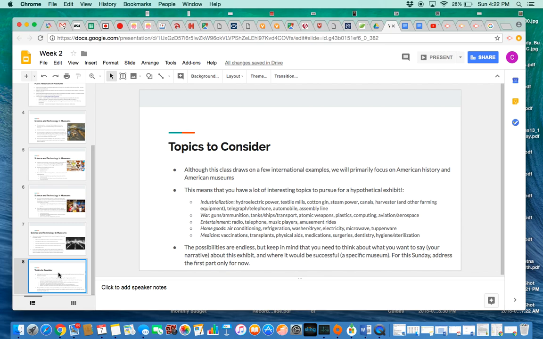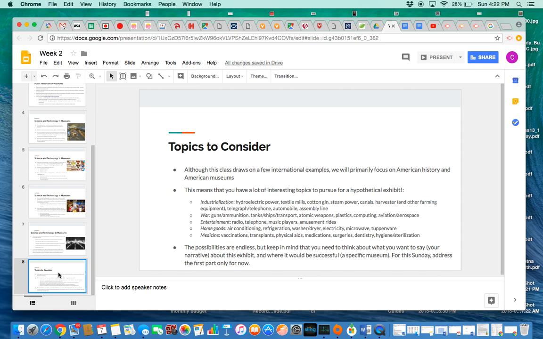And then also literally within the home, right? Air conditioning, refrigeration, washers and dryers, electricity, the microwave, even things like Tupperware. This is where, especially if you're somebody who's interested, say, in something like gender studies, you could get into what these sorts of changes have and the effects that they have on women and men and children in the household.